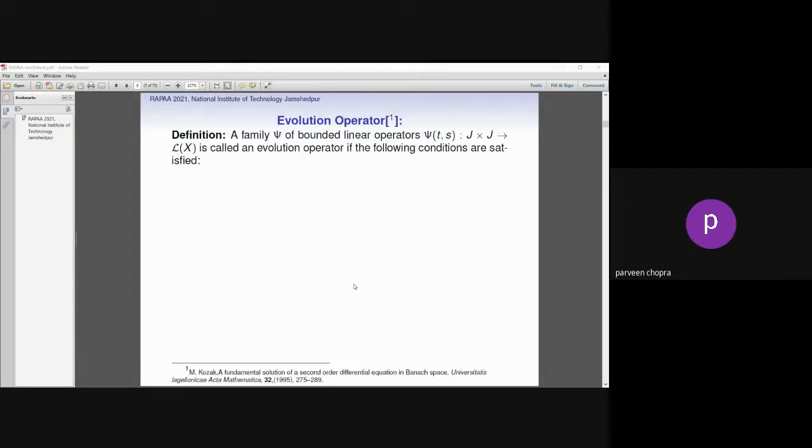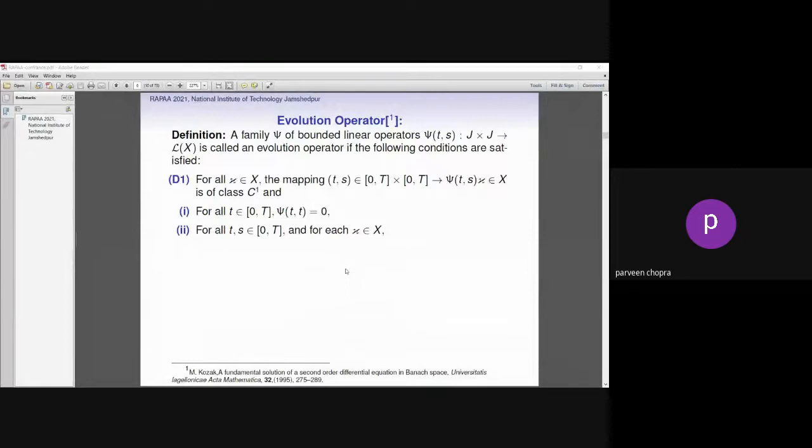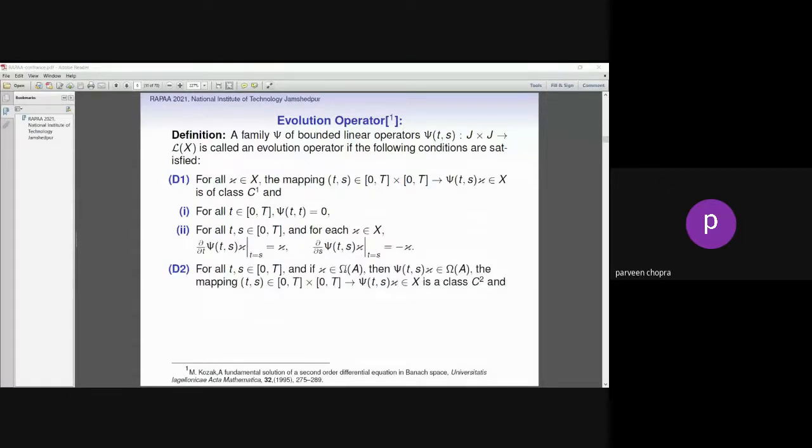Next are the preliminaries. Before proving the main result, we give some preliminaries which are used in our result. The definition of evolution operator: an evolution operator is a bounded linear operator satisfying some conditions. These are the D1 conditions: first, psi of t comma t equals 0, and second, for all t comma s belonging to the interval 0 to T, and for each x belonging to the Banach space X, the partial derivative with respect to t is equal to x, and the partial derivative with respect to s is equal to minus x.